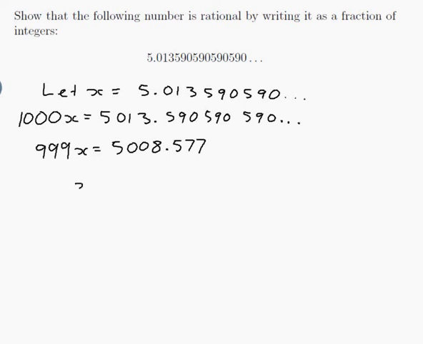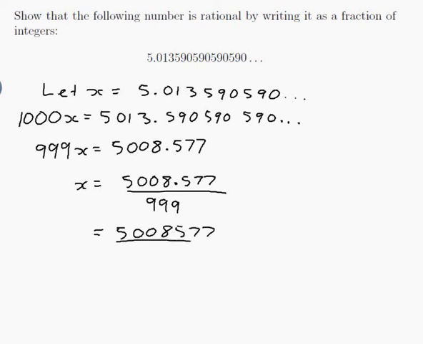So certainly x is equal to 5008.577 over 999. But I haven't written it as a fraction of integers yet because that top number has a decimal point in it. So if I multiply top and bottom by the same thing, by 1,000, that ought to do it. So 5,008,577 over 999,000. And so I've written my number x as a fraction of integers. So therefore, x is rational. And I'm done.